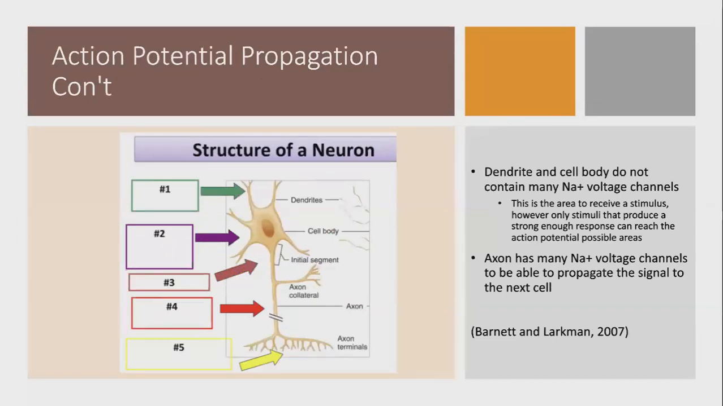All right, so dendrite and cell body do not contain many sodium voltage channels because this is an area that you want to be receiving a stimulus. If there's lots of sodium voltage channels, that means it's more sensitive to creating an action potential, but we don't necessarily want an action potential created unless the stimuli is producing a strong enough response. So the dendrite and the cell body don't contain many sodium voltage channels, but if the area receives a stimuli that can produce a strong enough response, it will reach to the action potential possible areas, which are more towards that axon. The axon has many sodium voltage channels to be able to propagate the signal to the next cell.